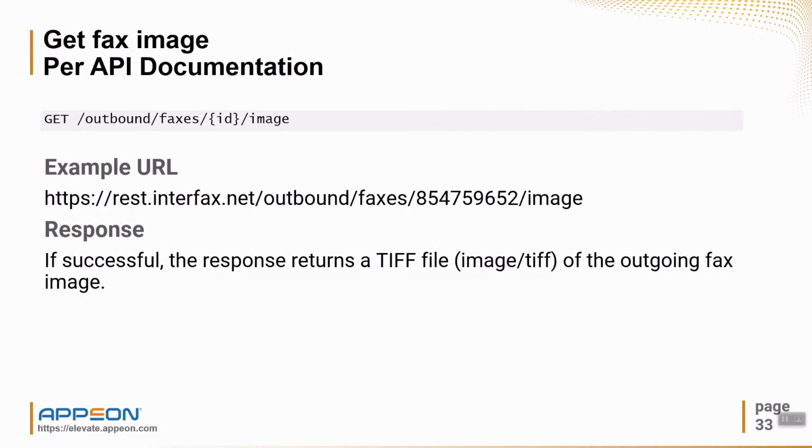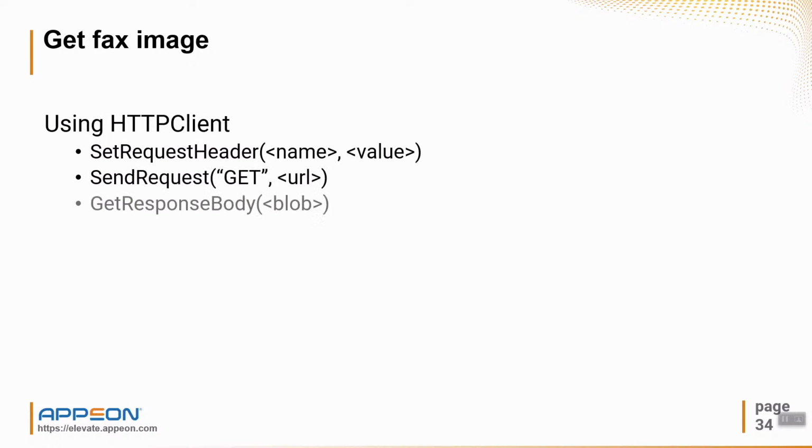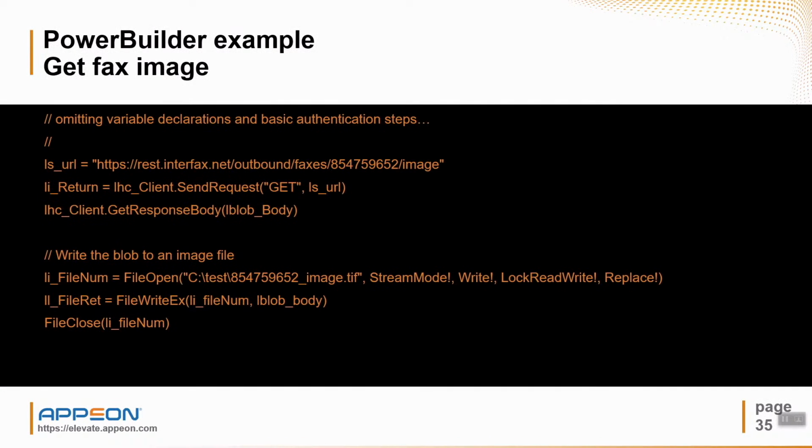According to the documentation, we're going to send a GET request, and we're going to include the fax ID in the URL path. And if successful, the response body will contain a TIFF image file. So we're going to use HttpClient. We're going to use these methods: set request header, send request, and get response body. So let's look at some PowerScript.